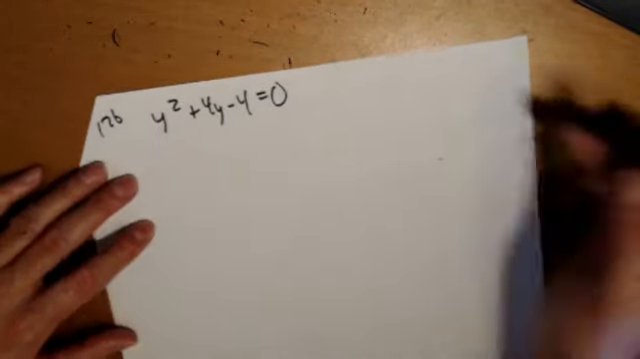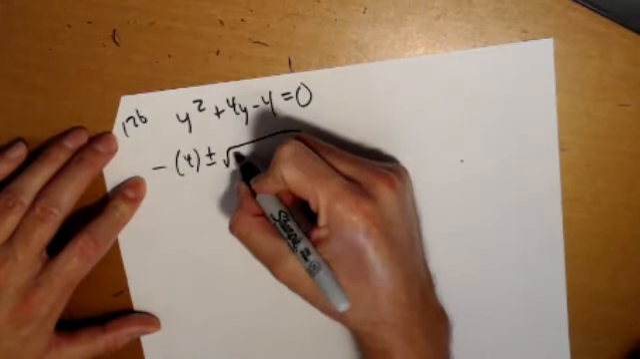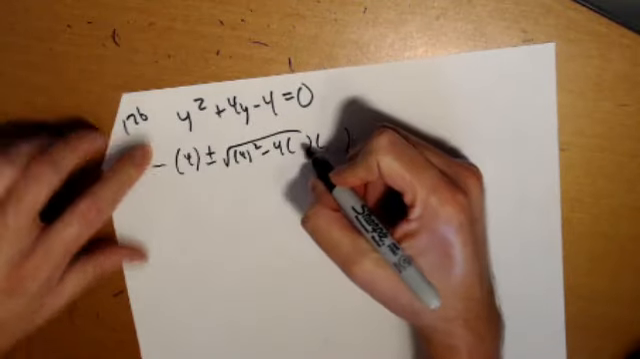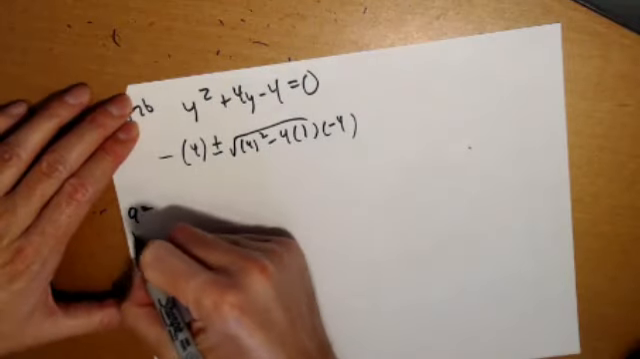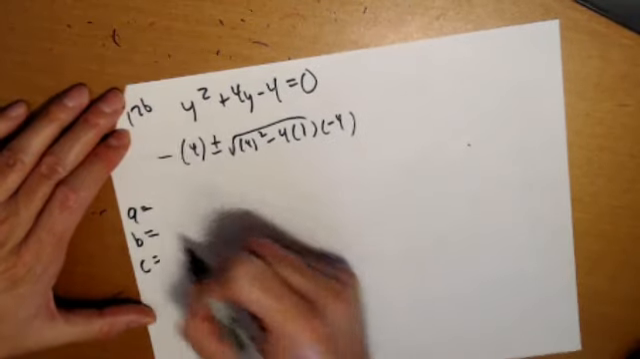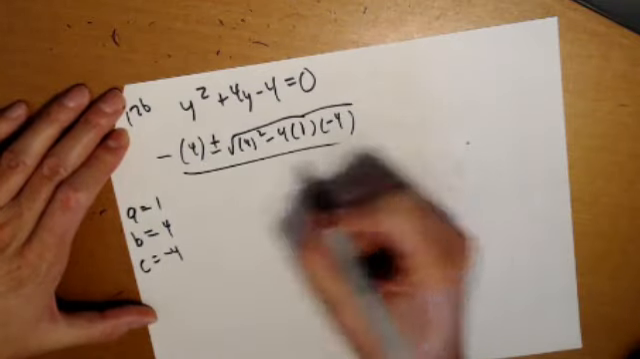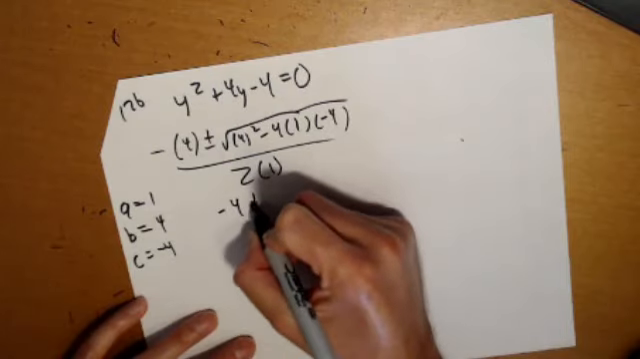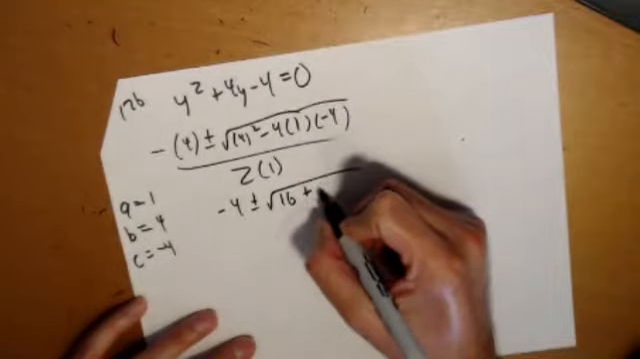Okay, so negative b plus or minus the square root of b squared minus 4 times a. Oh, a is 1, b is 4, c is negative 4. You would have preferred had I written it out like that? 1, 4, negative 4? Sure. All over 2 times a.